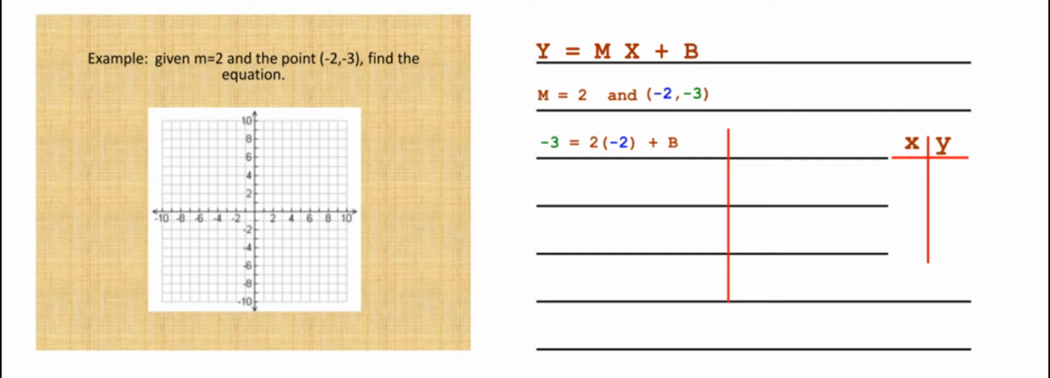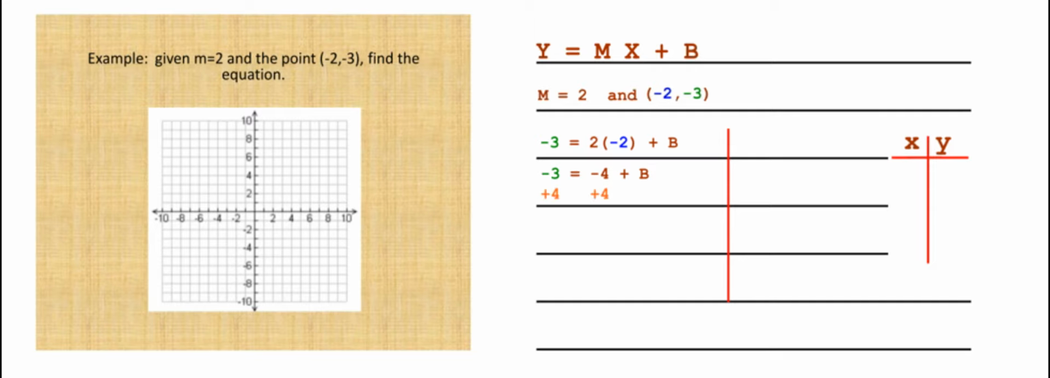So let's plug it into our formula. We're substituting the slope of 2 where the m is, the -3 where the y is, and the -2 where the x is. Notice that's why we have parentheses around there, to imply that it's still multiplying. M next to an x implies multiplication. So parentheses imply multiplication. So multiplying 2 times -2 gives us -4.